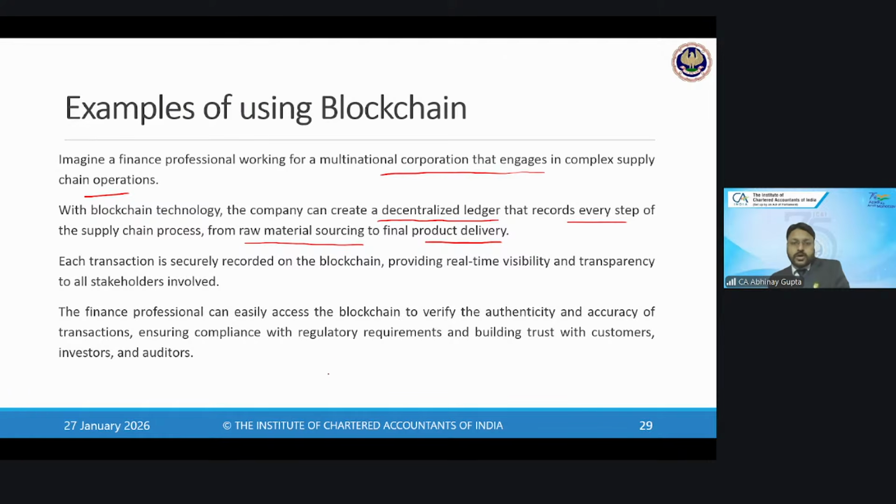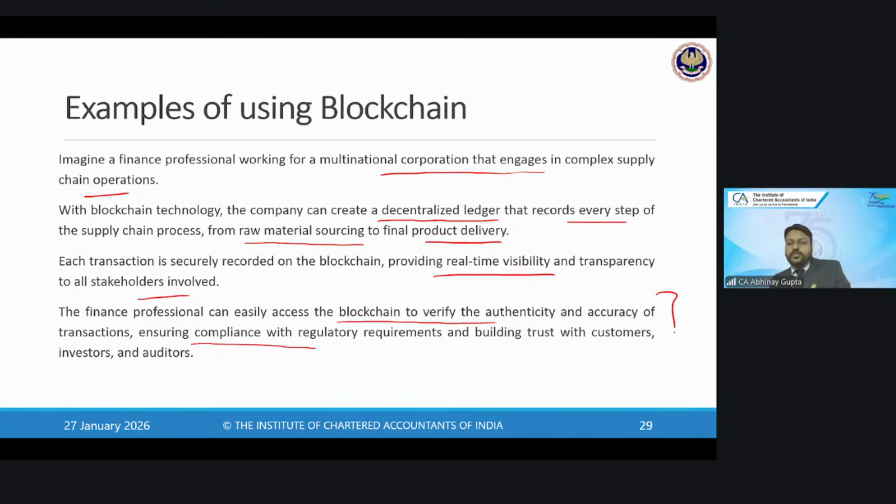Each transaction is securely recorded on the blockchain, providing real-time visibility and transparency to all the stakeholders involved. The finance professional can easily access the blockchain to verify the authenticity and the accuracy of the transaction, ensuring the compliance with the regulatory requirements and building the trust with the customers, investors, and the auditors.